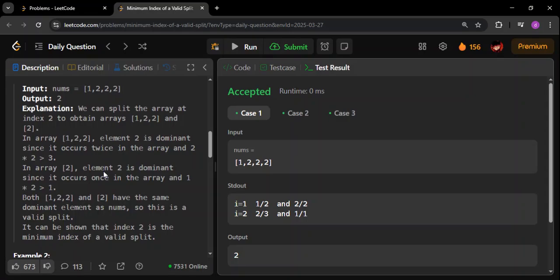Let's go to example number one. See, for i equal to 1. Remember, only when the dominant element comes will we start, so after i equal to 0, we are not doing that. Only when the dominant element comes, we will do this part. For i equal to 1, as you can see, it is 1 by 2. This is my left subarray, and this is my right subarray.